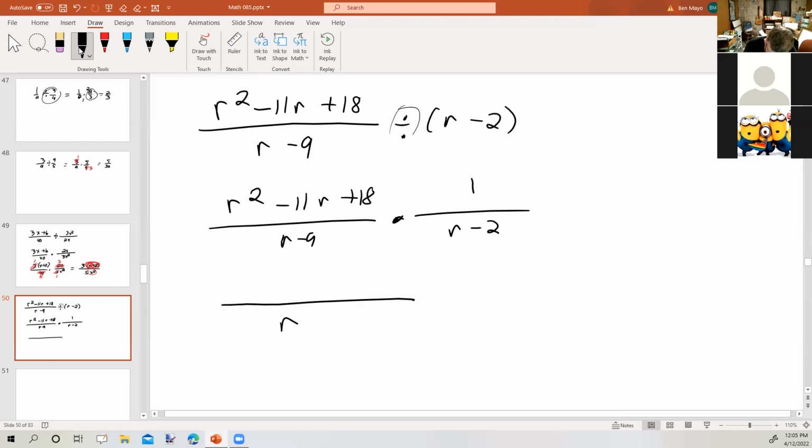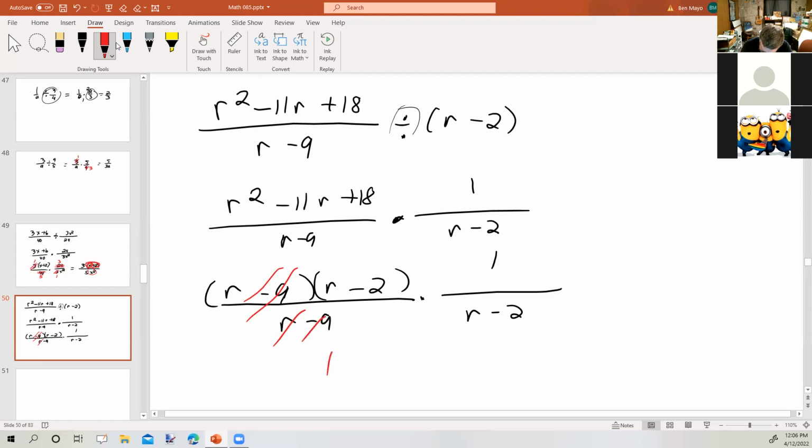So now, let's see, r minus 9, r minus 2. Oh, sweet deal. My daughter says I'm too old to say the word sweet, but she's not here right now, so who cares? Right. So the r minus 9s go. The r minus 2s go. 1. Wow. Is that right? I guess so. Just seems amazing that it came out so nicely.